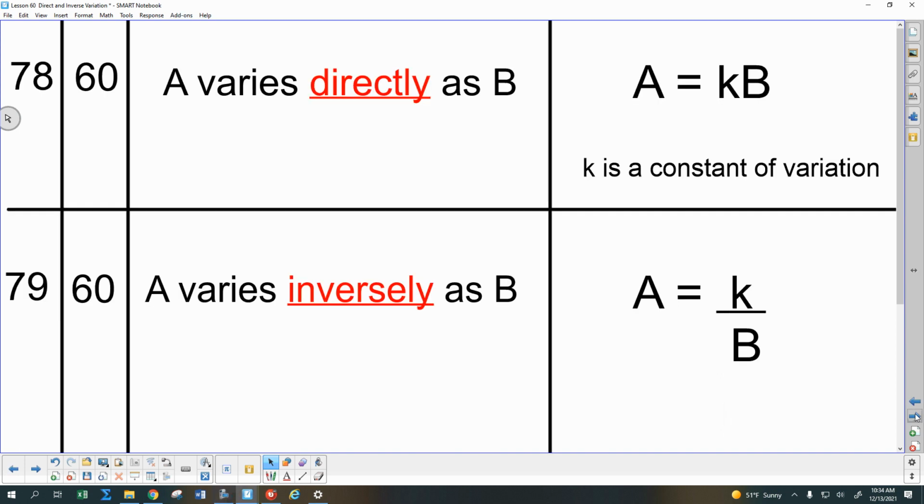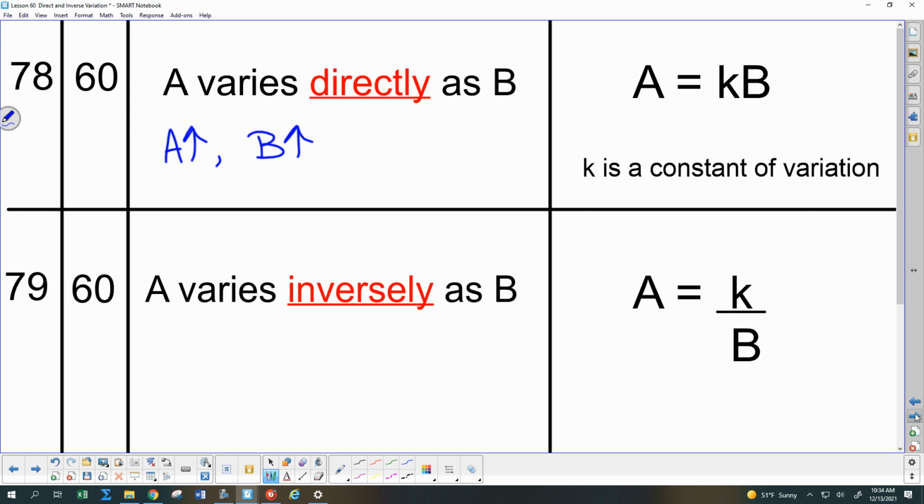So the whole thing is, if it says they vary directly, then we write an equation that A varies directly as B, then A equals K times B. If it's Y varies directly as B, then Y equals K times B. That means as one gets bigger, the other one gets bigger. So if A gets bigger, B gets bigger. If A gets smaller, B gets smaller.